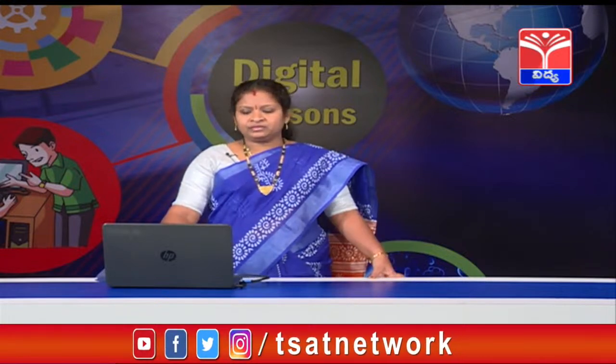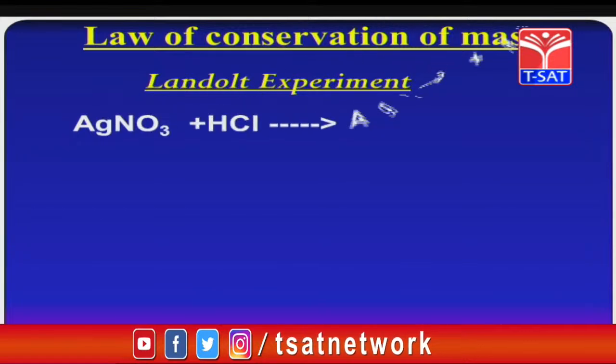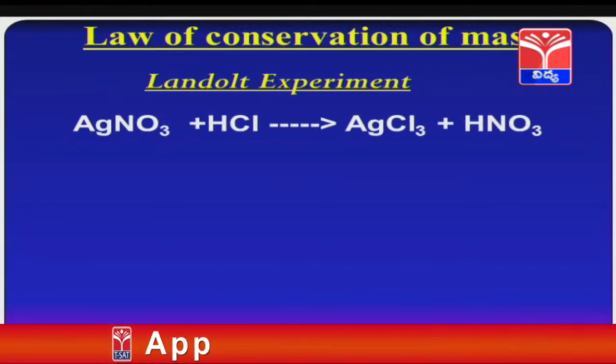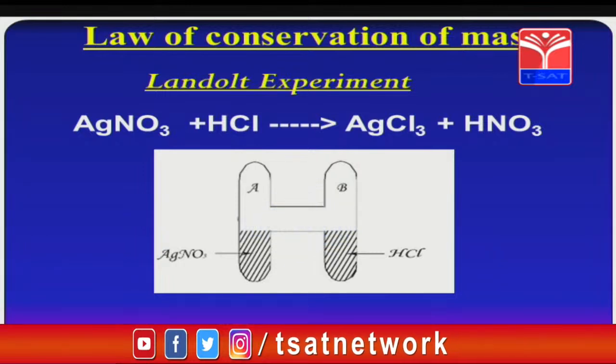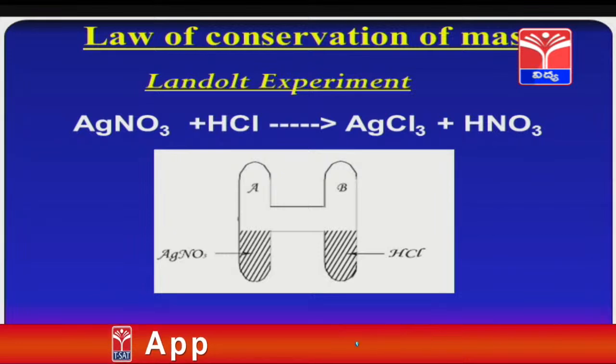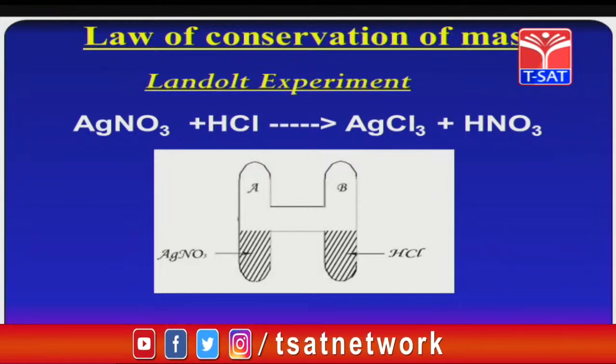Let us see one example which was done by Landolt. According to Landolt, when silver nitrate and hydrochloric acid react with each other, silver chloride and nitric acid are formed. He took two test tubes which were connected with each other, test tube A and test tube B. In test tube A, he took silver nitrate and in test tube B, he took hydrochloric acid. Now, you can see in this picture, they are not mixing with each other.